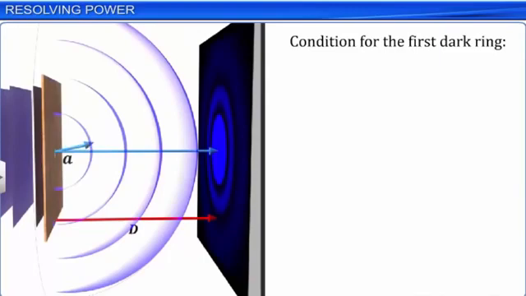a complicated mathematical analysis of diffraction by a circular aperture shows that the first dark circle occurs at an angle theta given by the condition sin theta is equal to 1.22 lambda by A. Let this be equation 1.